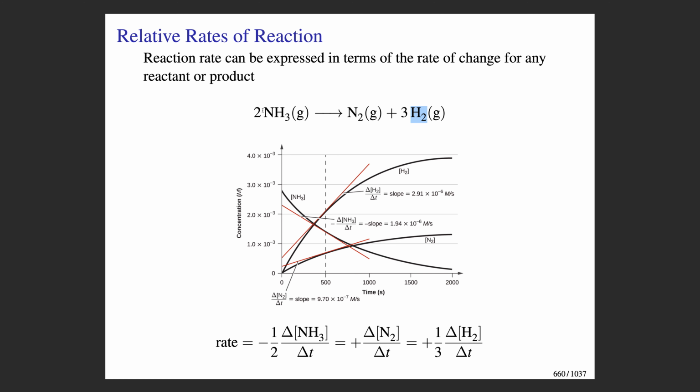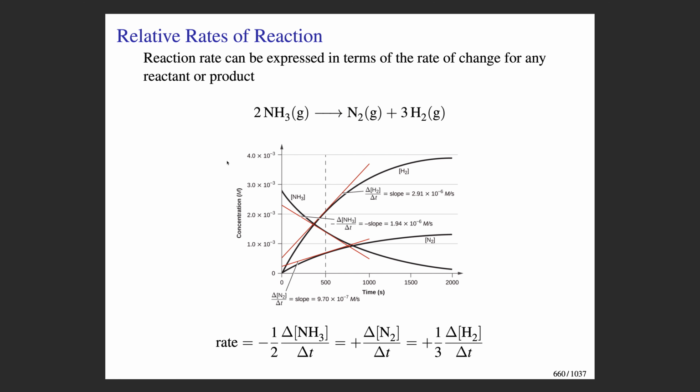Now, keep in mind that the concentration of ammonia is decreasing and the concentrations of nitrogen and hydrogen are increasing. So the time derivative, the delta ammonia divided by delta T, that's going to be a negative number. But the delta N2 divided by delta T, that's going to be a positive number. So I have to come up with a way of taking into account the fact that the reactants are decreasing and the products are increasing. Also, stoichiometry plays a role. You see that the ammonia is going to be consumed, because of the stoichiometric coefficient 2, twice as fast as the nitrogen is produced. I also have to take into account the stoichiometry.